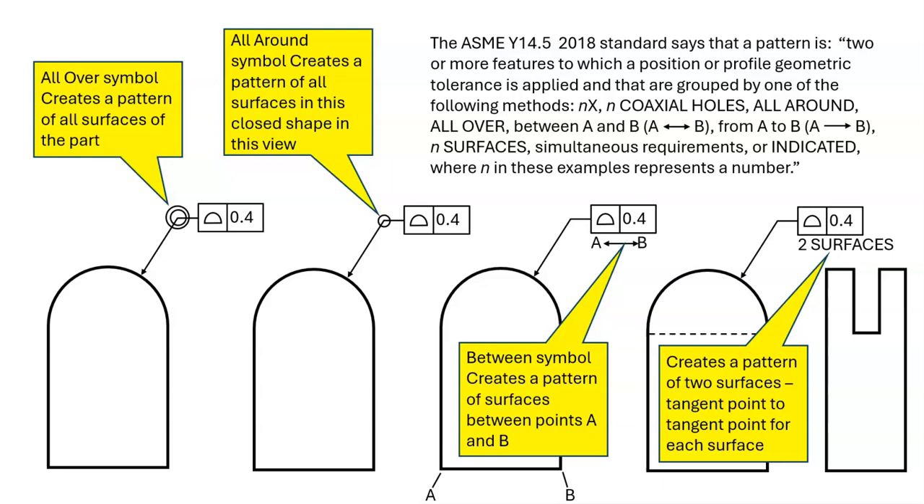Without any indication of a pattern, profile tolerance applies to a single surface, from tangent point to tangent point. Here we see two such surfaces combined into a pattern by the two surfaces note.